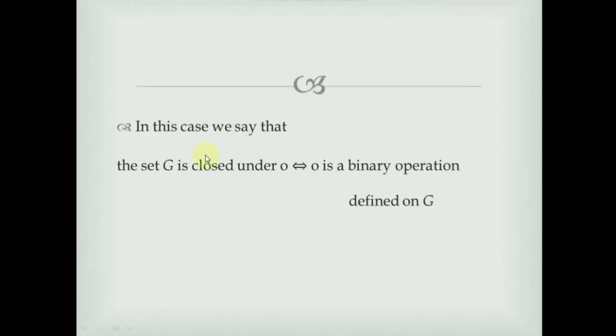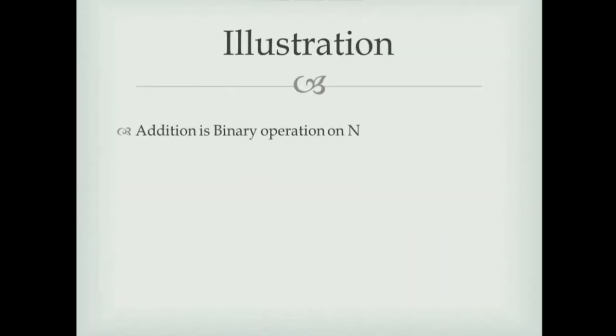In this case, we say that the set G is closed under O if and only if O is a binary operation defined on G. That is, G is closed under O if and only if O is a binary operation on G. We will try to understand this by example.